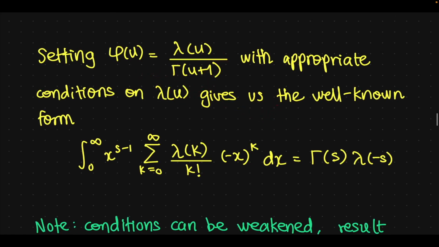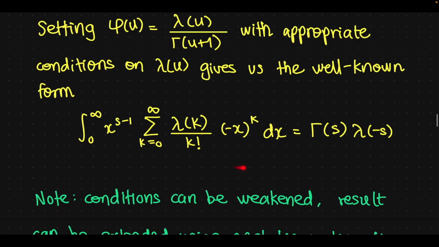And when you plug that in, your entire calculation and also the final result, and your range would also change. Your region of convergence would also change to accommodate that substitution. You would end up with integral 0 to infinity x to the s minus 1 sum from k equals 0 to infinity lambda of k over k factorial, when I'm writing gamma of k plus 1 as k factorial, minus x to the k dx is actually gamma of s times lambda of minus s.